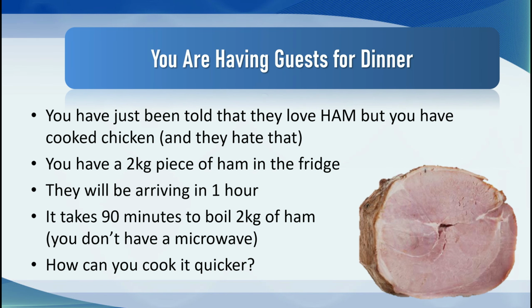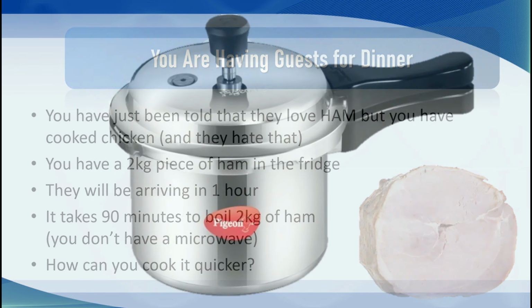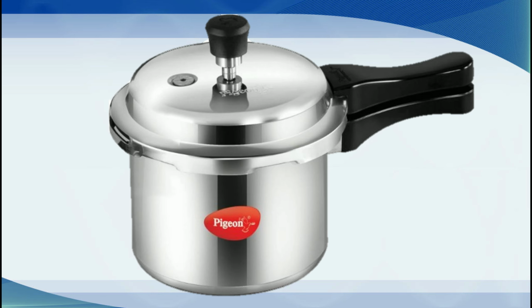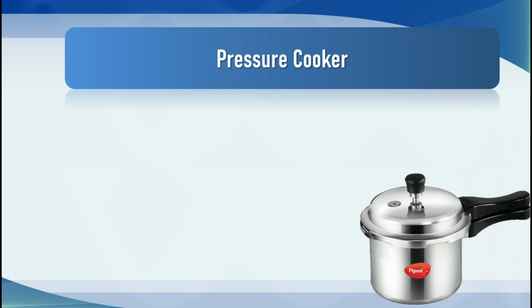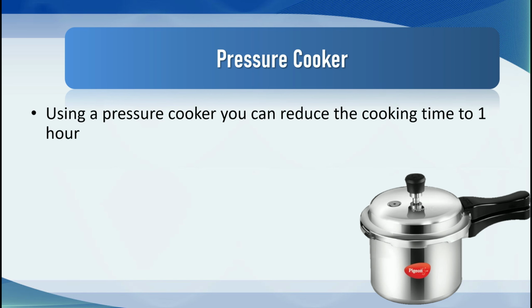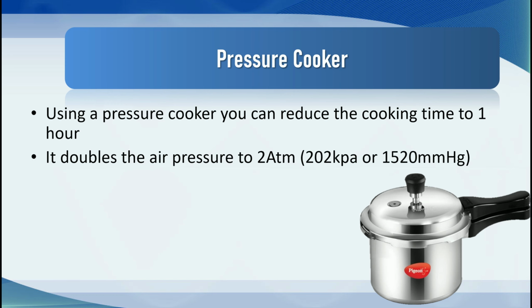You can achieve this culinary sleight of hand by using one of these devices. This is a pressure cooker. It was the air fryer of the 1980s. Everybody had one, and they're tremendous devices. Using a pressure cooker, you can reduce the cooking time of a 2-kilogram ham to 1 hour. It does this by doubling the air pressure within the pot to 2 atmospheres, or 202 kilopascals, 1520 millimeters of mercury.